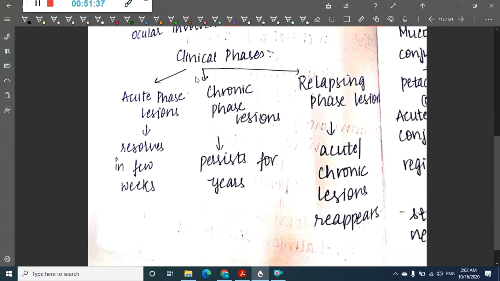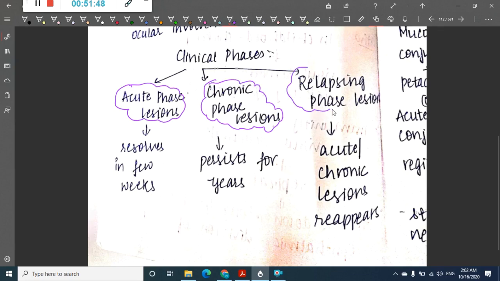Then the clinical course can be divided into three types. We have the acute phase, where lesions resolve in a few weeks. Then we have the chronic phase, where lesions persist for years. Then we have the relapsing phase, where acute or chronic lesions reappear.